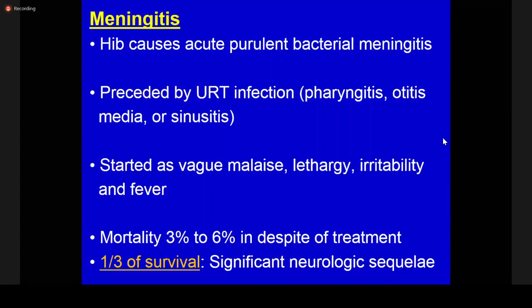Meningitis. Haemophilus influenzae, again, can cause acute purulent bacterial meningitis, that is to say, with pus. So the CSF is not clear.